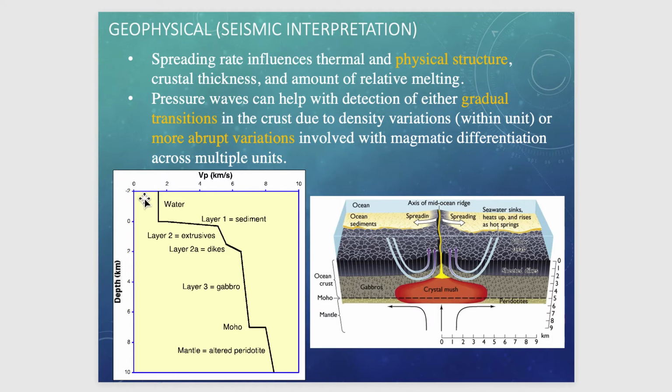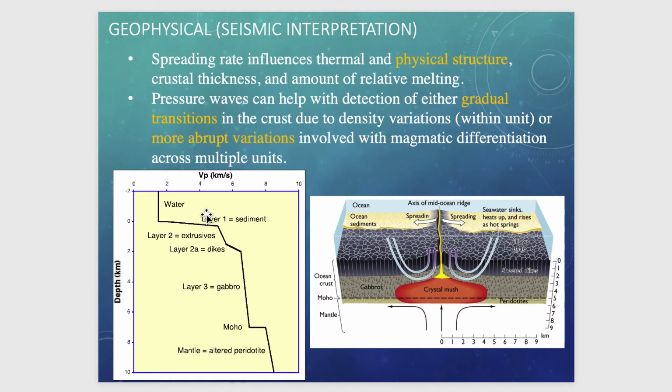So in this case, the velocity jumps really when we go from water to rocks. Usually the velocity will increase with density, and this is a good confirmation of what we see in this diagram, because it's essentially growing progressively with depth.